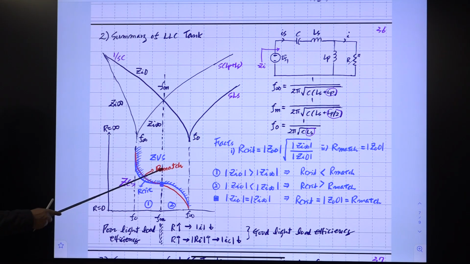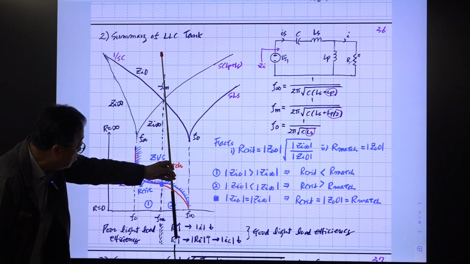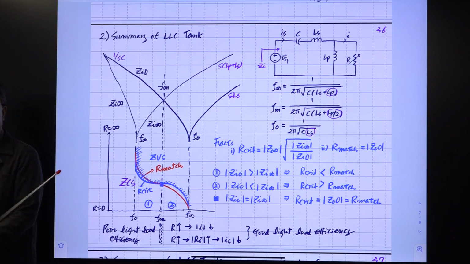For some cases, R match, if your switching frequency is somewhere here, R match is in GCS operation. That's bad, okay? It doesn't operate properly. It just operates shortly and it could go away, something like that. Okay? So you understand the meaning of this. All right? This provides the general global picture of the operation of this. Okay?